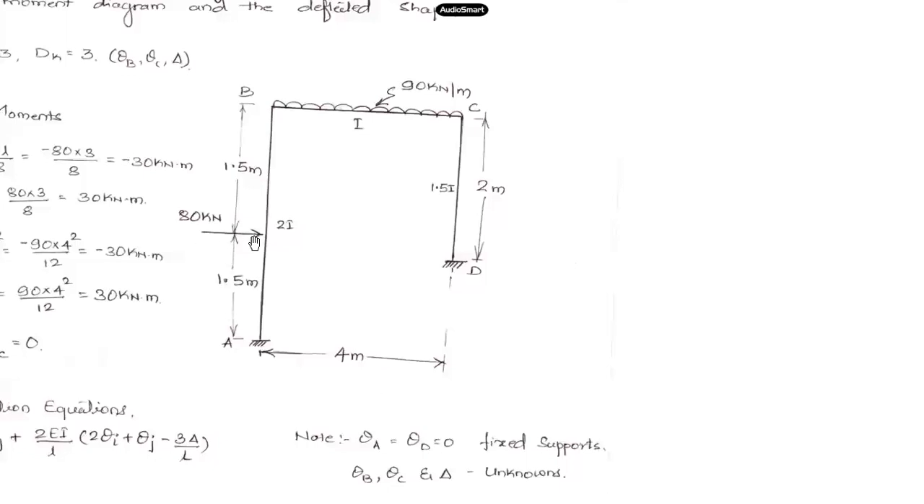The other condition in this frame which will cause sway is the unequal height of the columns. Member AB is 3 meters, whereas member CD, which is also a column, is 2 meters. Unequal column height is also a sufficient condition for the frame to sway. We can also observe the cross-sectional properties are not the same for the two columns, 2I and 1.5I. So three conditions we can identify here due to which the frame will undergo sway. It is a case of sway analysis.